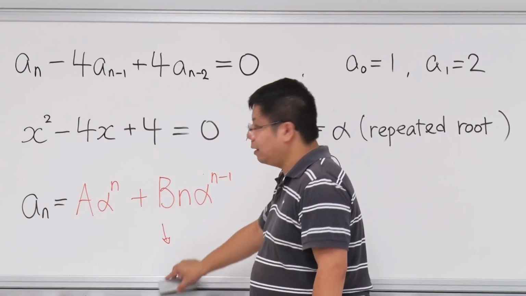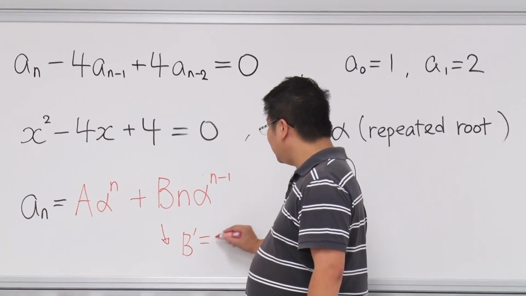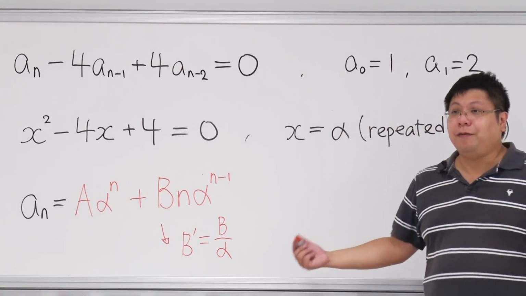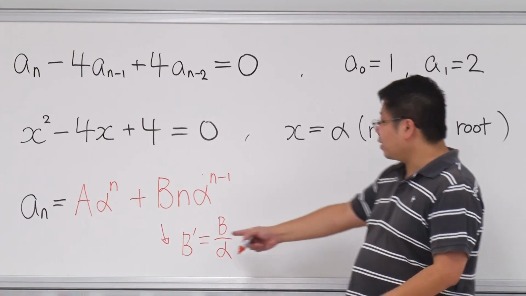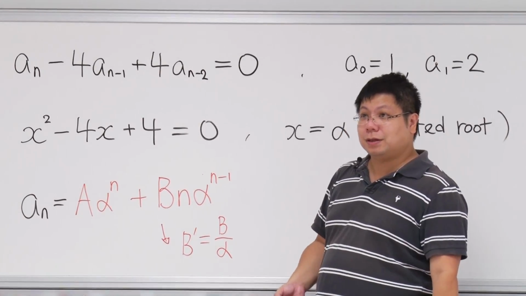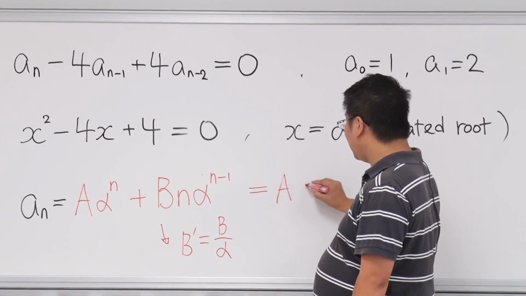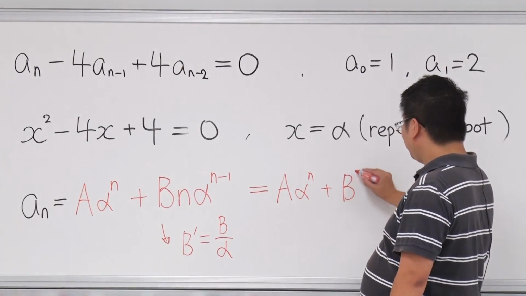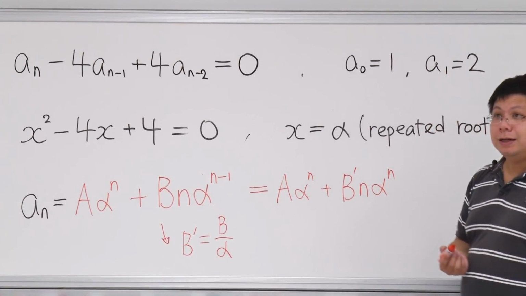So let's imagine we have some new constant. Let's say b prime, which is equal to b over alpha. Alpha is a constant. B turns out to be a constant in the end. So you can have something called b prime, which is going to be a constant. Then you can write this down as a times alpha to the power n plus b prime n times alpha to the power n. Is that okay?